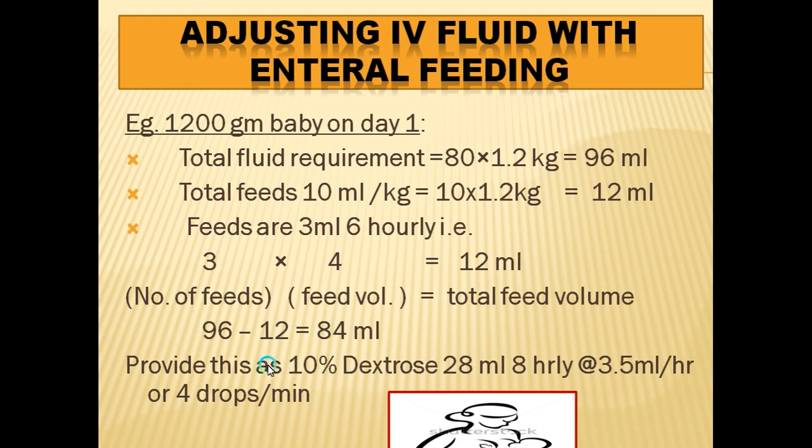On day 1 we have already studied that we give 10% dextrose. We can calculate 8 hourly also, or we can calculate over 24 hours as we have studied. So 84 divided by 24 will give you 3.5. Because it is 3.5, we will give 4 drops per minute. Okay, so this is how you start.